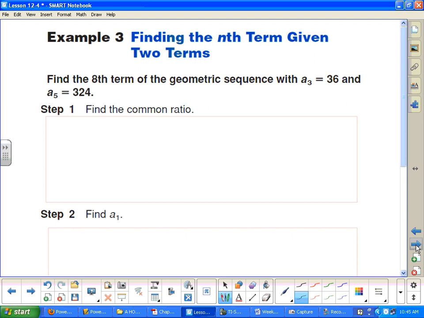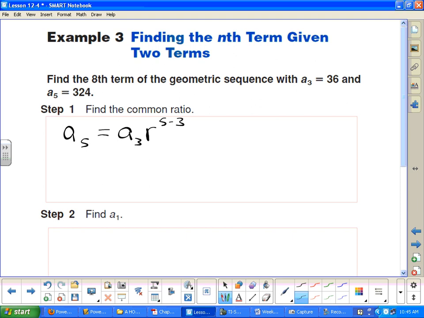So we have to think of it this way. We know that to get, well, let's do it this way. Let's go plug things in. So we have a to the fifth, right? That's our largest term. And a to the third would be my first term in this case. And r raised to the power of 5 minus 3.